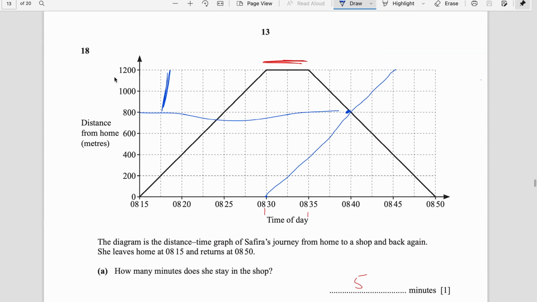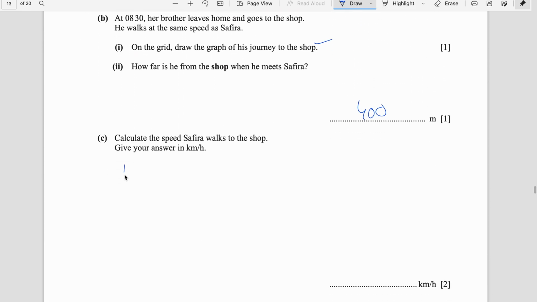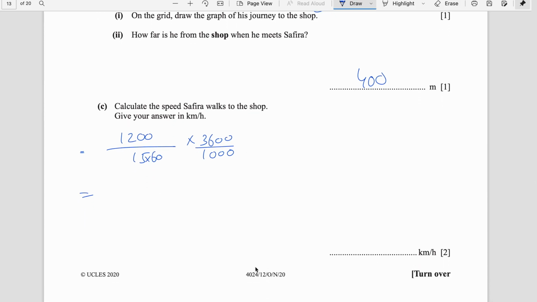So she traveled a distance of 1200 meters in 15 minutes. So this is 1200 meters in 15 minutes, multiplied by 3600 over 1000. If I change it into seconds to convert to kilometers per hour, then go for simplification. This 0 goes with this 0, 6 one time, 6 two times.